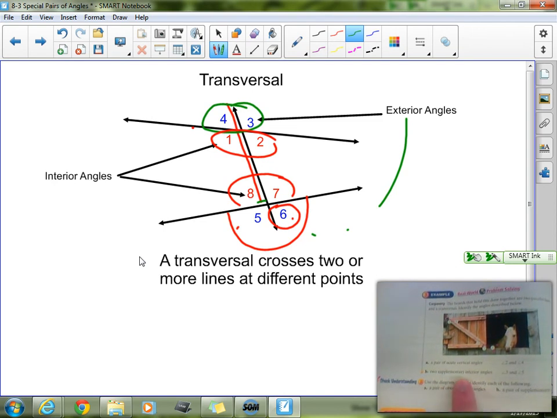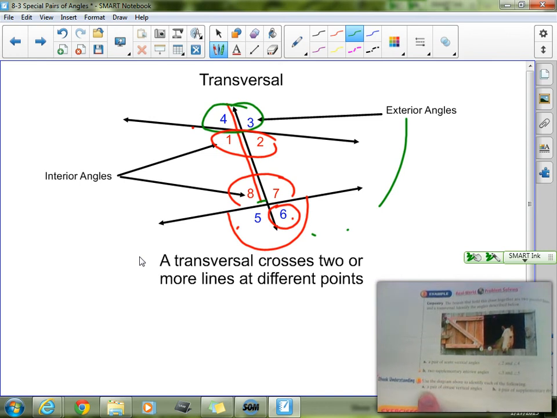Next one, two supplementary interior angles. Now supplementary has the idea of two angles, when they add up, it equals 180 degrees. So, right here, two supplementary interior angles, so we're looking at angles inside, so we see 3 and then 5. 3 and 5 are supplementary angles, and they are interior angles. You could also say, if that angle was named, that one would also be a supplementary interior angle. Now let's go and check this using the check understanding.